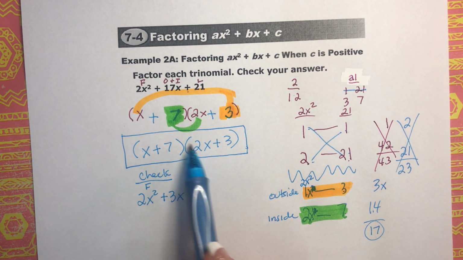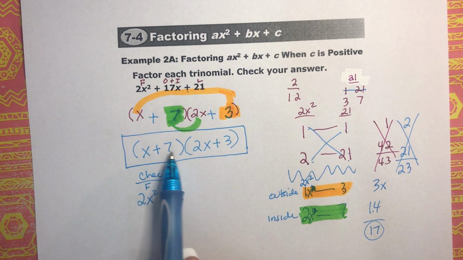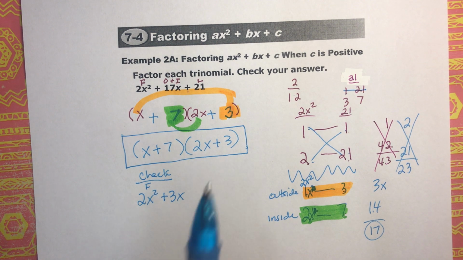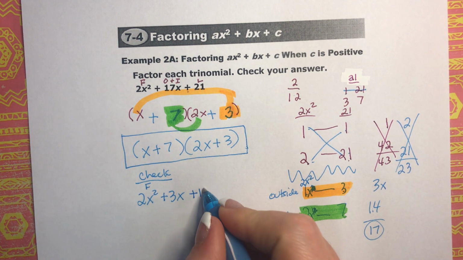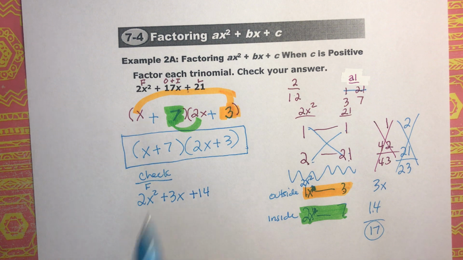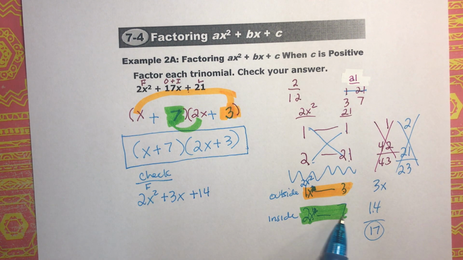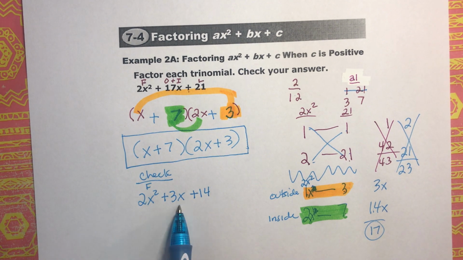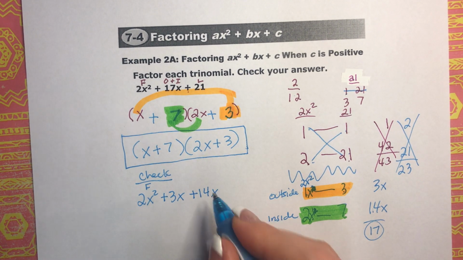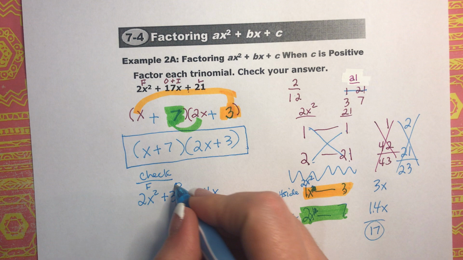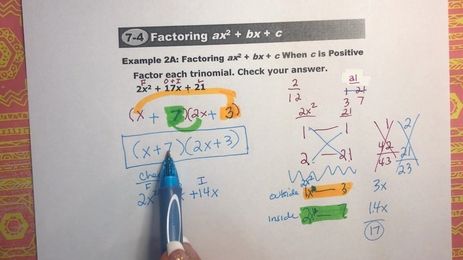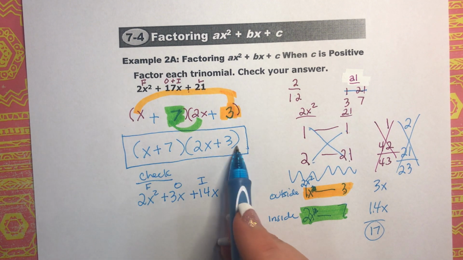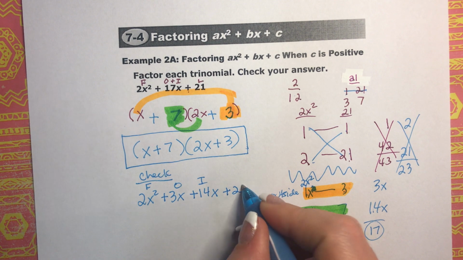So I did the first, I did the outside. Now I'm going to do the inside, which is 7 times 2x, giving me that 14x, which is the green part here, 2x times 7, giving me 14x. So this is my outside, this is my inside, and then here is my last, which is 7 times 3, which is a positive 21.